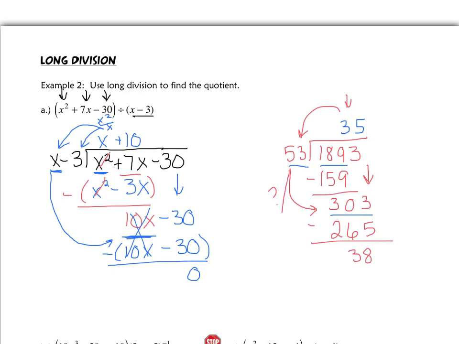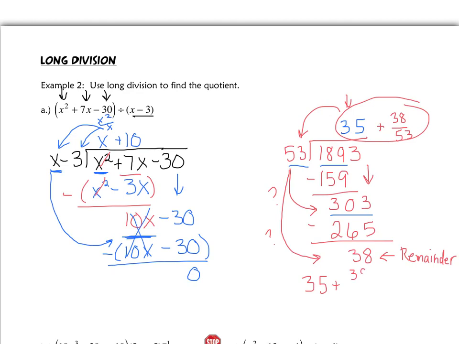Number part, 38. So you're checking how many times does 53 go into 38. It doesn't go into it a whole amount of times, so this would be our remainder. And the way we're going to be writing our remainders is you're going to say that this is 35 plus 38 over 53. I know we don't normally write that with numbers, but that's our answer. So our answer is up here on top. 1,893 divided by 53 is 35 plus 38 over 53.